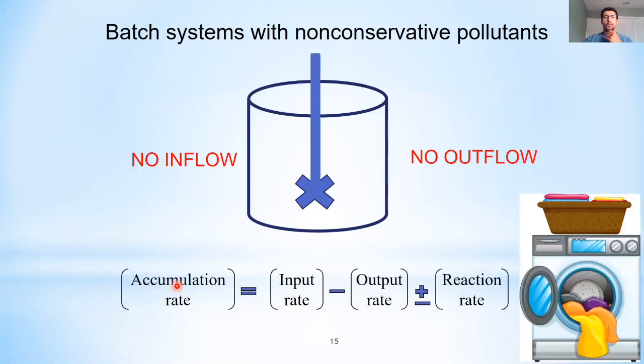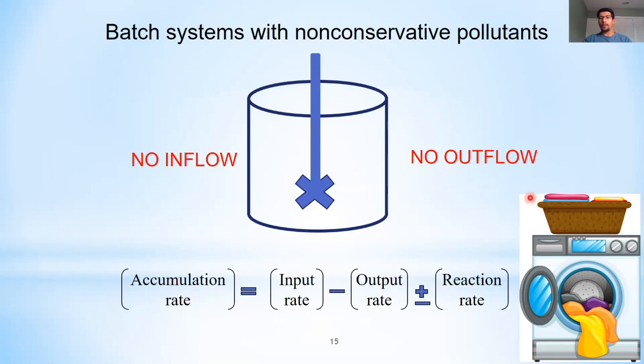Okay, batch systems with a non-conservative substance. A batch system means that there is no inflow and no outflow. This is an example of a completely mixed batch reactor system. What we have here is the accumulation rate equals the input rate minus output rate plus or minus the reaction rate, again the mass balance equation. But there is no inflow and no outflow, so what we have is the accumulation rate equals the reaction rate.